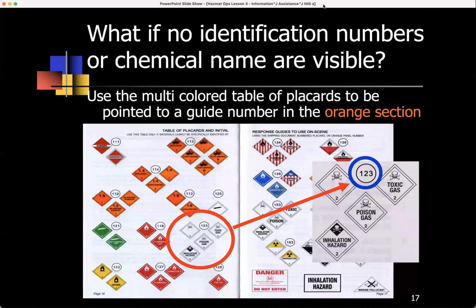But you can also use the white section, white pages of the ERG to look up the placards. So if you don't have a UN ID number and you don't have a chemical name, find the table of placards, and then they're grouped together with a guide number. For example, this one here shows a guide number of 123, and you can go to guide 123 in the orange section and start managing this incident.